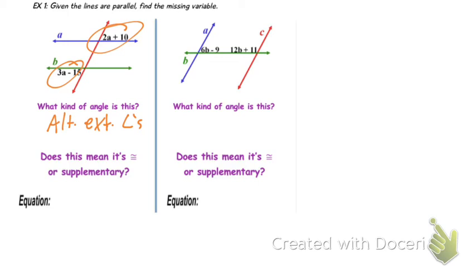So given those lines are parallel, what do we know about alternate exterior angles? Are they congruent or supplementary? Congruent. So could we set up an equation to solve for A? What would be the equation we could set up for A if they're congruent? Is it 2A plus 10 equals 3A minus 15? If they're the same, that means they're equal. Congruent means they're the same measure.